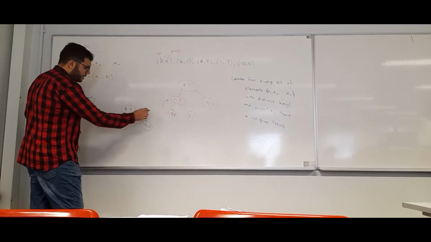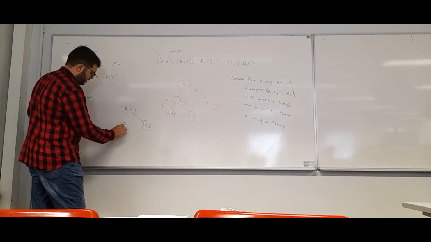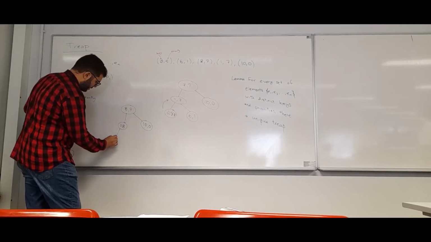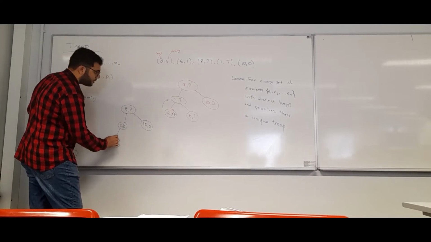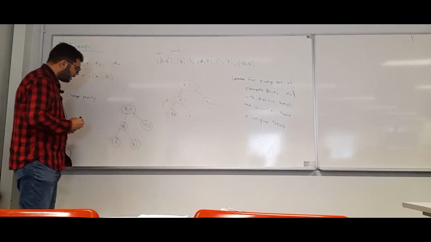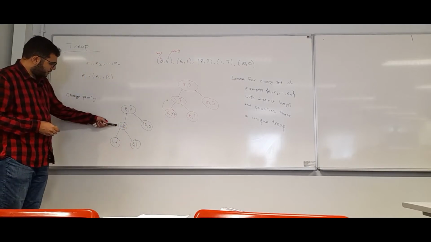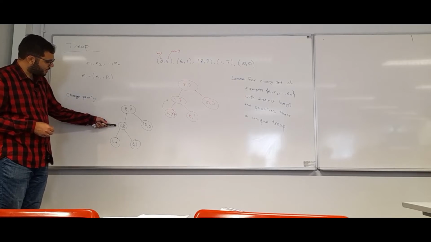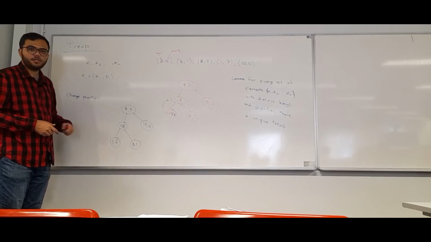So (0, 8) comes up here, and now I have (1, 7) down here, and I have (6, 1) here. And now if you look at this one here, it satisfies both the BST, binary search tree property, and the heap property.